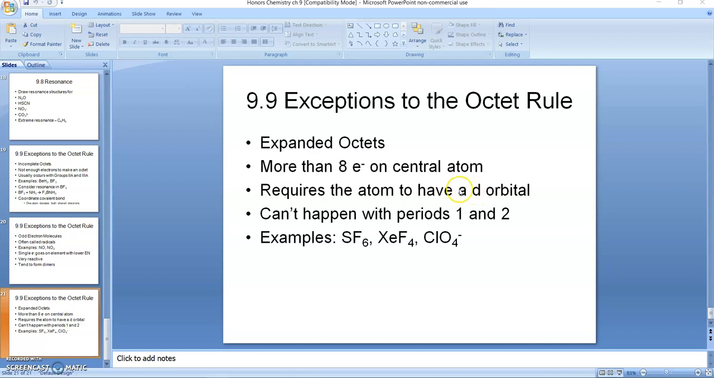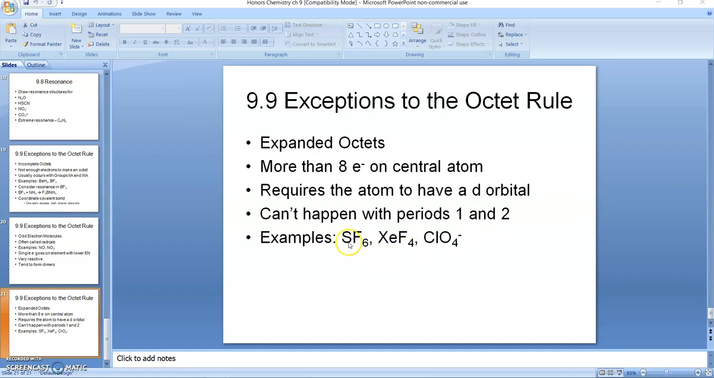Now, notice that means in order to do an expanded octet, you've got to have a d orbital. So elements in the first row, hydrogen and helium, only have s's, no p's or d's. Elements in the second row have s's and p's, but no d's. So anything in the second row of the periodic table, you're not going to be able to do an expanded octet no matter what you try. The third period, yeah, you've got your s's, p's, and there's that d orbital waiting to be filled later, so that can form expanded octets, and anything beyond that on the periodic table.